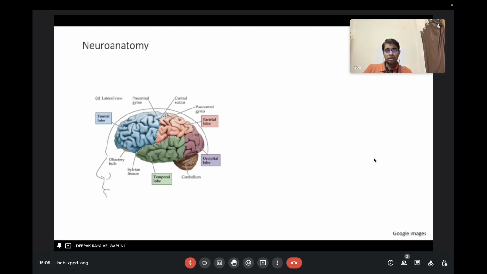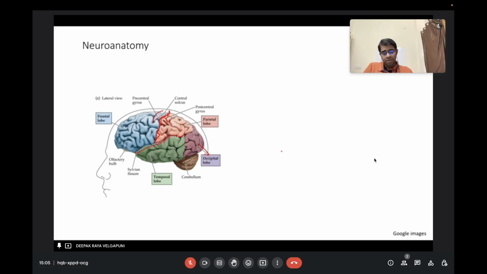And then there are a few important gyri, which are these dips here. So this long dip you see here is just before the central, so it is called the precentral sulcus, this part. Central sulcus is this part. Sylvian fissure separates the parietal lobe from the temporal lobe. Then you have the occipital lobe. And you have the postcentral gyrus.